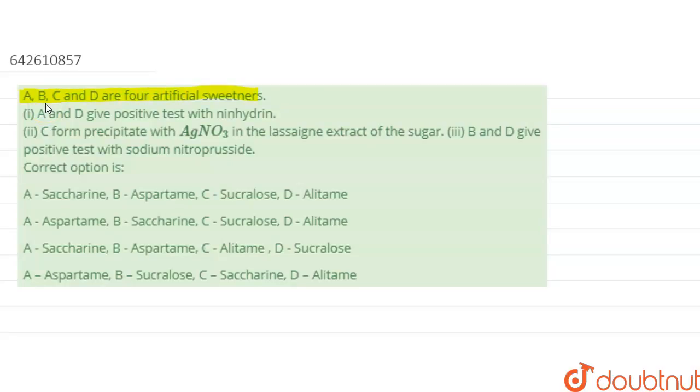A, B, C, D are 4 artificial sweeteners. First statement, A and D give positive test with ninhydrin. Second statement, C forms precipitate with AgNO3 in the Lassaigne extract of the sugar. Third, B and D give positive test with sodium nitroprusside. Now these are the statements given. Now the correct option is: A, saccharin, B, aspartame, C, sucralose, D, LIT. So these types of 4 options are given. We have to identify which are the 4 sweeteners A, B, C, D.